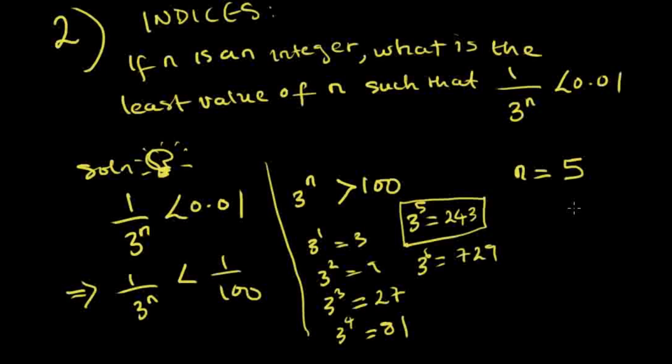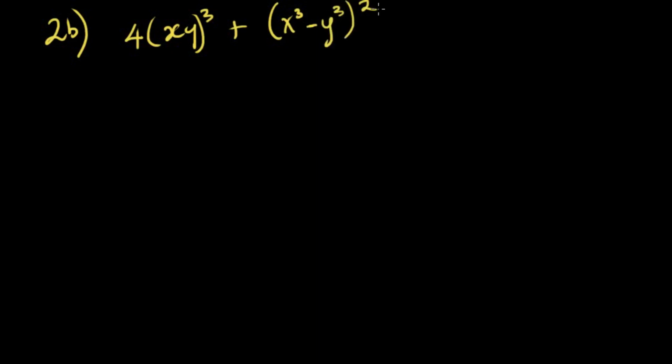So let's move on to a second example in indices. In the second example for indices, we are given 4xy^3 plus (x^3 minus y^3) all squared to resolve. So solution. They want us to resolve it into a simpler form. So how do you resolve something like this?